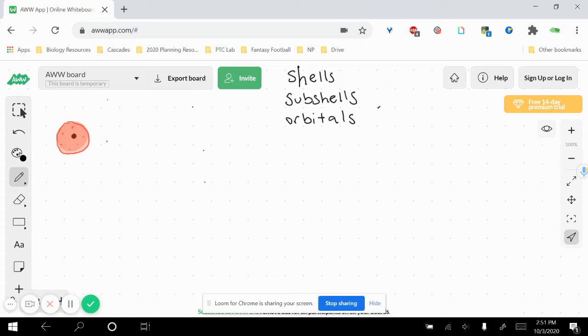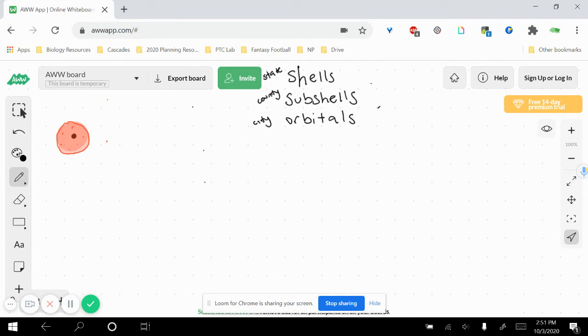So shells are the biggest level, and they contain subshells. And then in turn, subshells contain orbitals. So in our analogy, we could think of shells as being sort of like the state, subshells being sort of like the county, and orbitals being sort of like the city. So orbitals are the smallest level of organization, and they fit within subshells, which fit within shells.